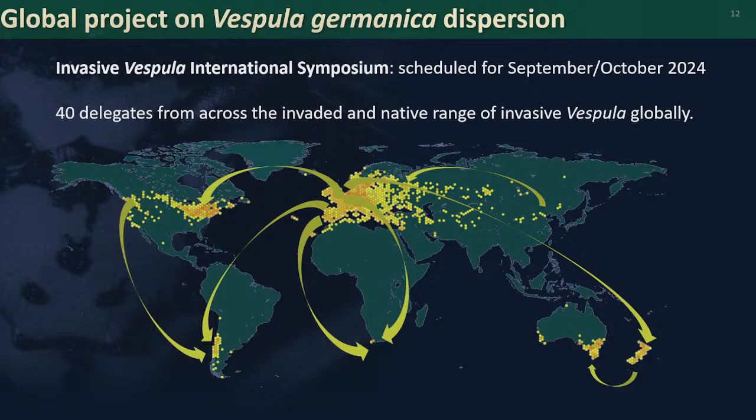My project also takes part in a wider project. The aim is to understand the routes of dispersal of the species worldwide. If some of you are interested in invasive wasps, my team is going to prepare a symposium, probably in September or October, in Stellenbosch in South Africa. Let me know if you are interested in attending and maybe bringing some samples from other countries.